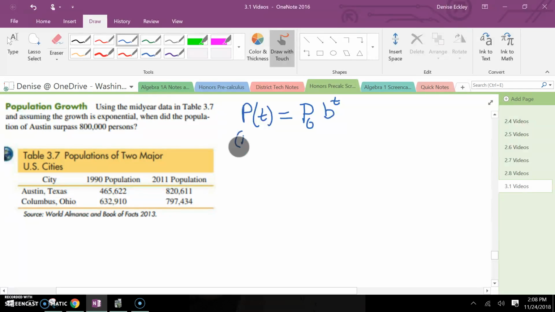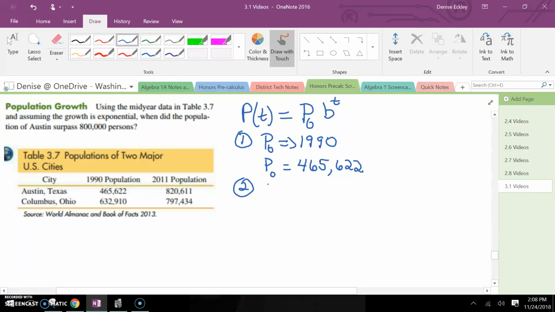So the first thing we want to do is figure out what our initial population is. Looking at the table, we have to use the population in the beginning year because that's what the model is based on. So 1990. So the initial population in Austin that we're working with is 465,622 people.